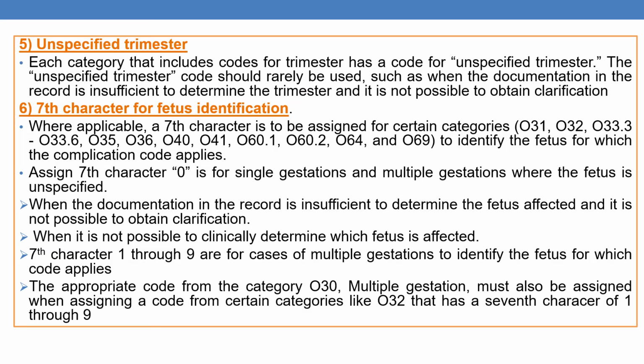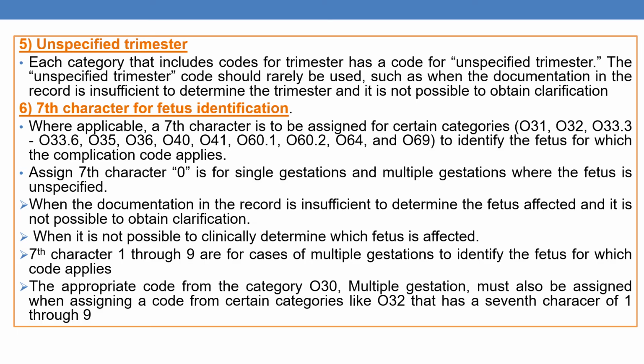Coming to unspecified trimester. Each category that includes the codes for trimester, as we have discussed earlier, has an unspecified trimester code that is indicated by the final character 9. The unspecified trimester should rarely be used because in 99% of cases, the physician will document the weeks of gestation. It should be used only when the documentation in the record is insufficient to determine the trimester and it is not possible to obtain clarification.